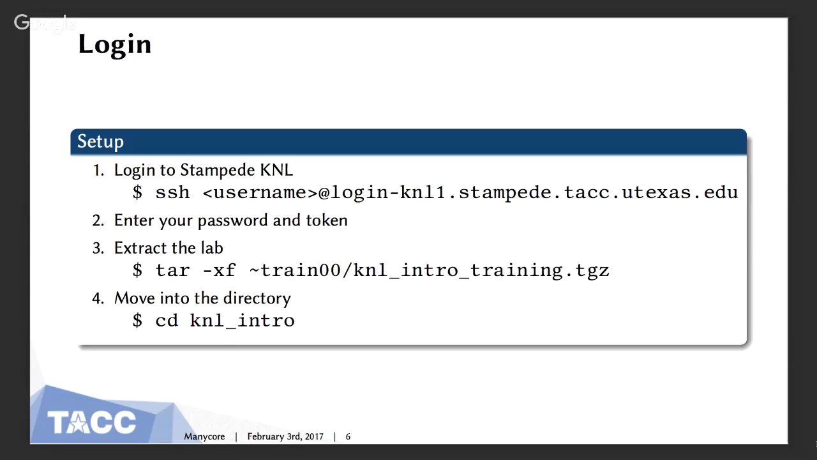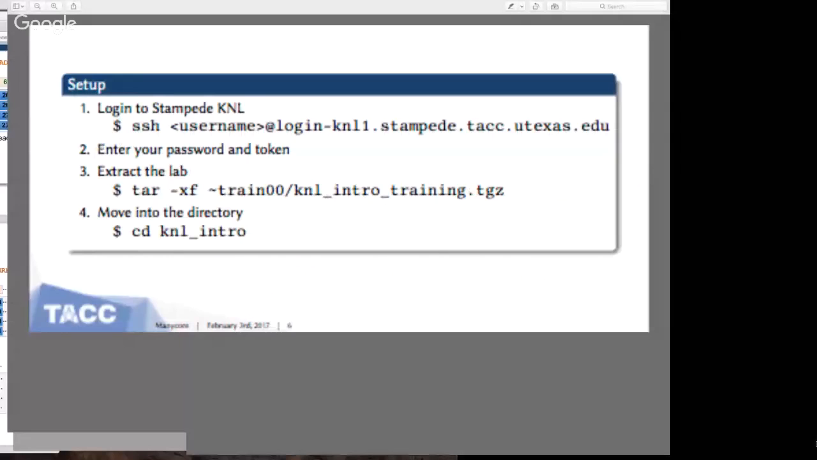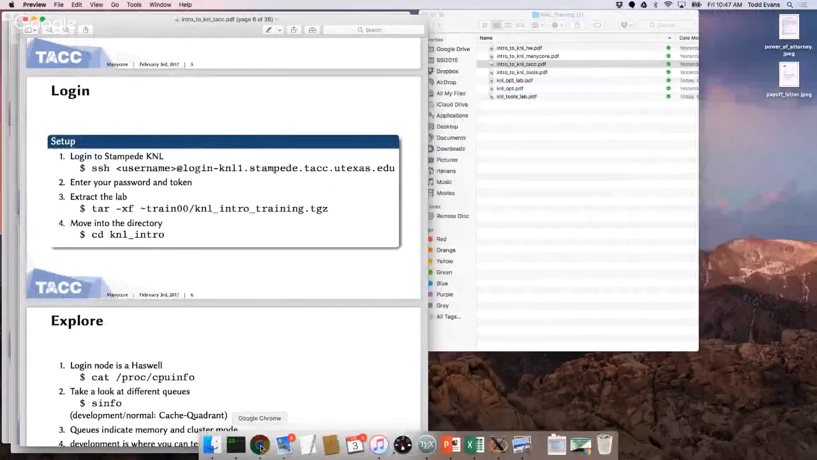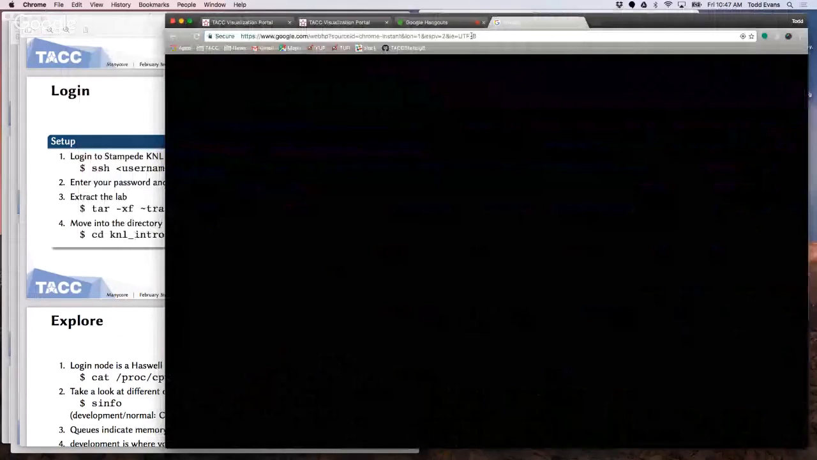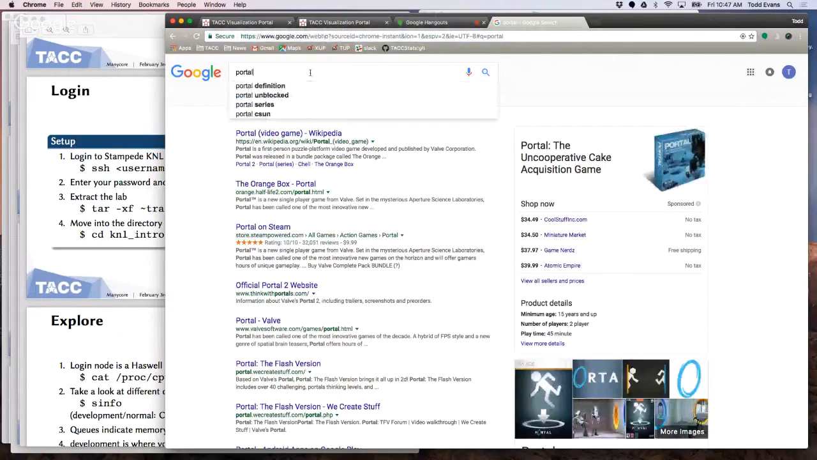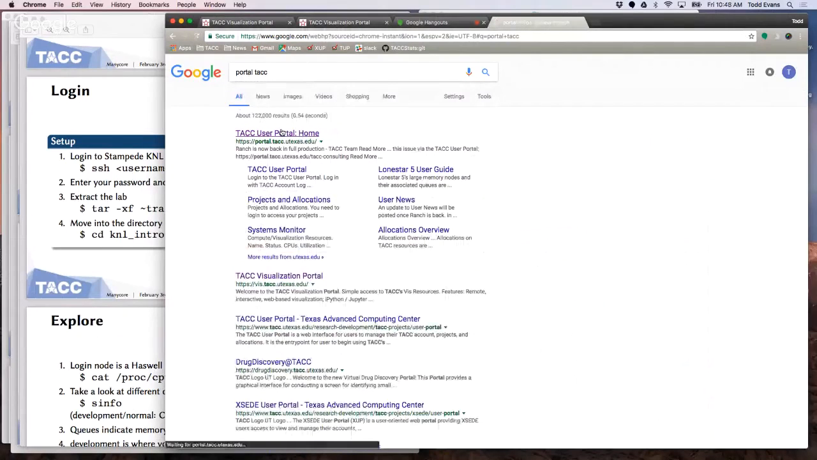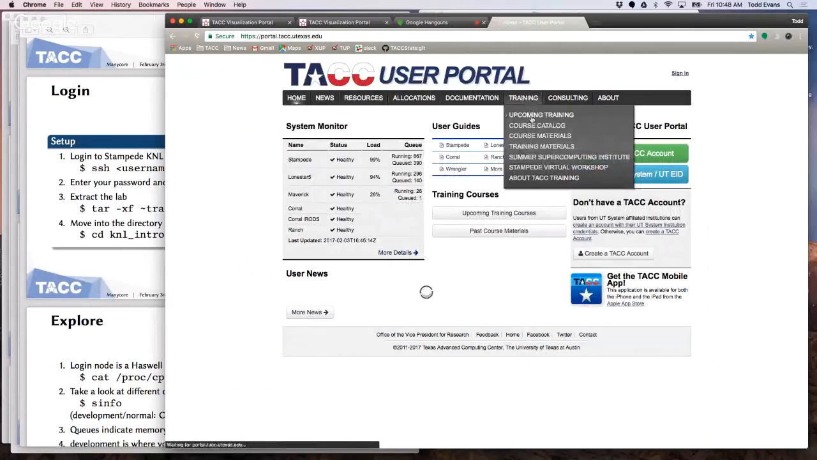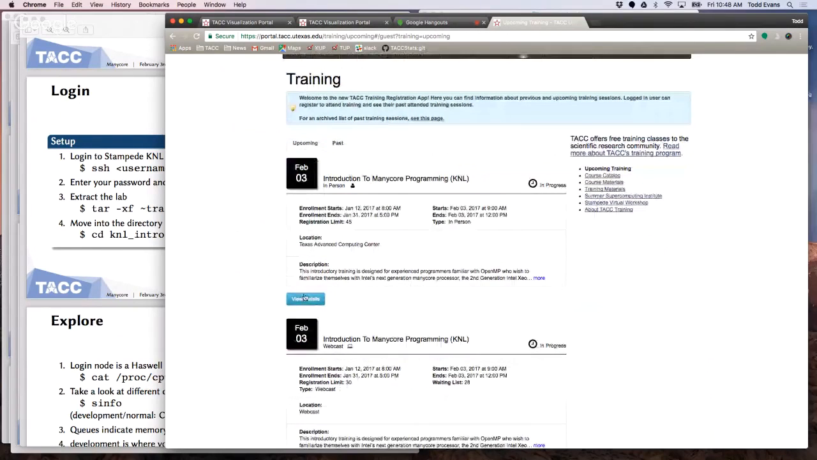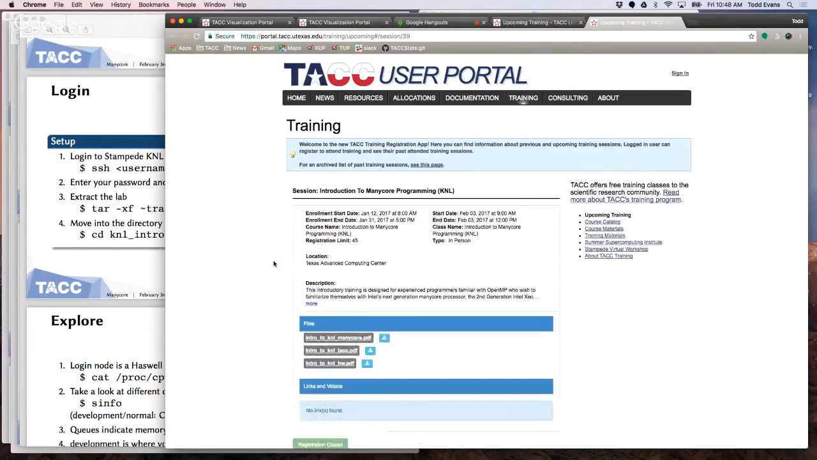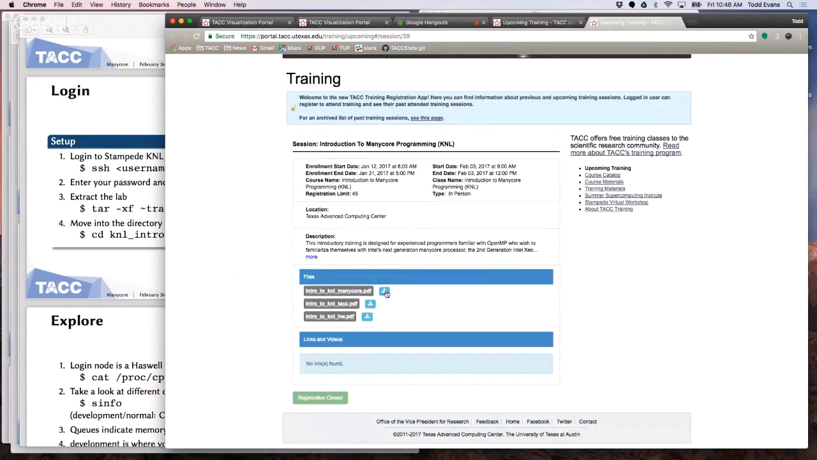Now, can they access this lab somewhere? It's available on the training portal. If you go to portal.tacc.utexas.edu/upcoming-training, you can download it. So you guys can go through it at your own pace if you want. And then go to view details, and then just hit the blue and white link to the right of the file name, and that'll pull the file down.